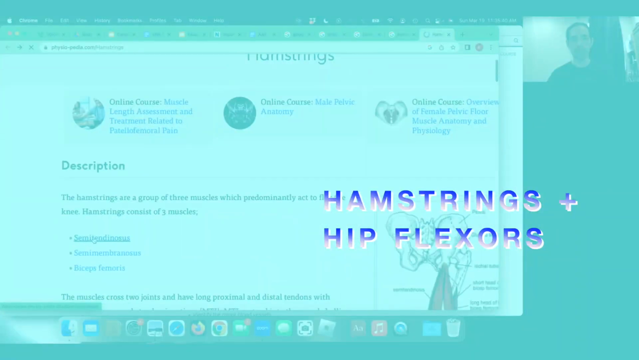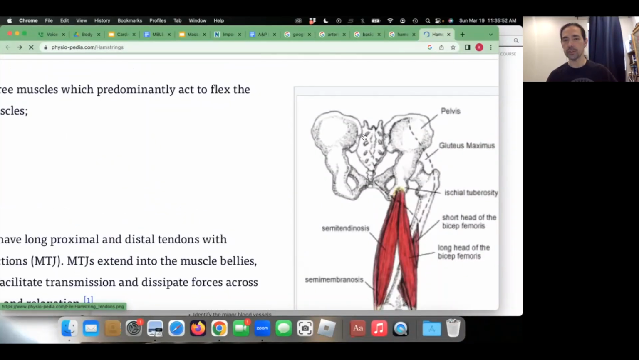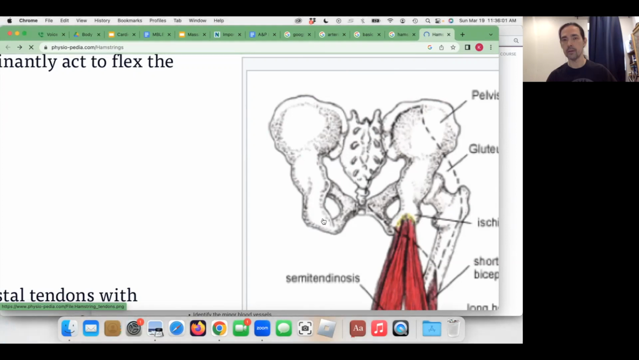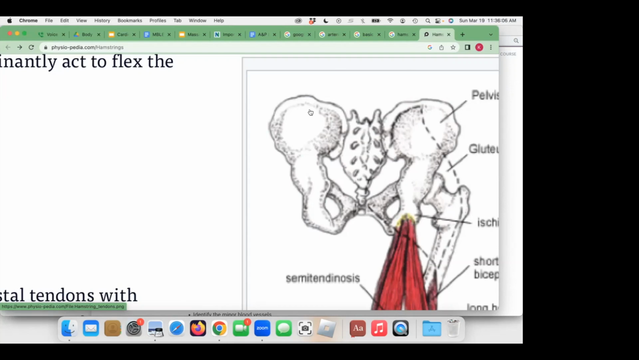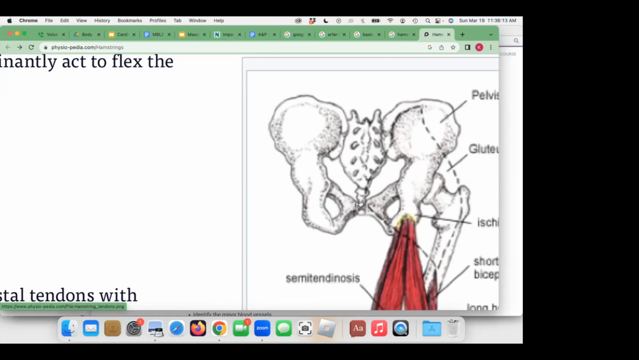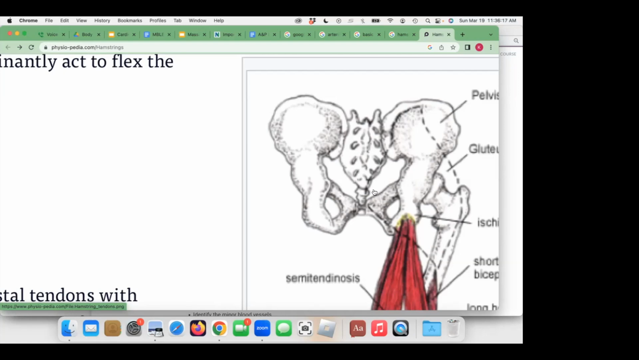So you have the semitendinosus, semimembranosus, and then the biceps femoris. What's this structure here? Okay, what is this big bony structure here? The whole thing. The pelvis. So right in the center, this must be the sacrum. That's right. And what's down at the bottom of the sacrum? The coccyx. That's right.